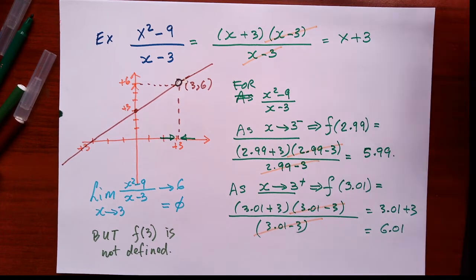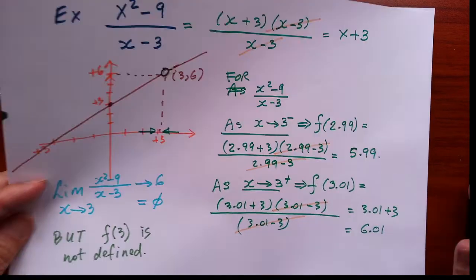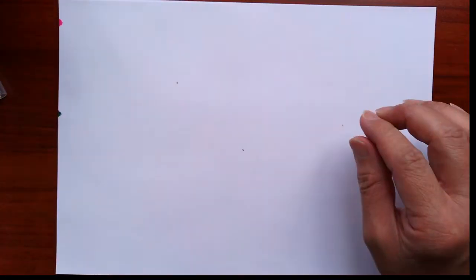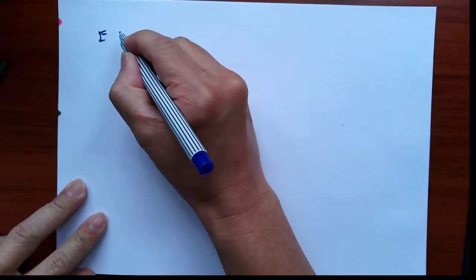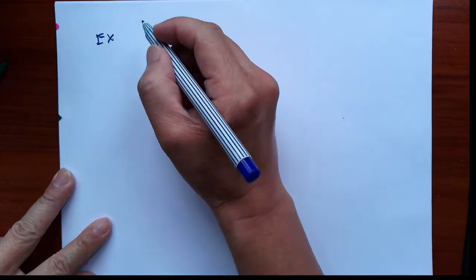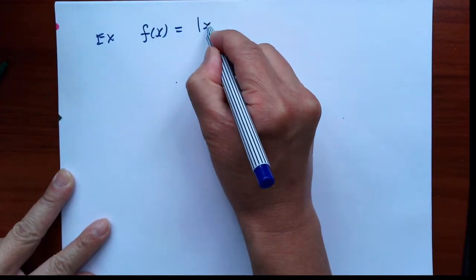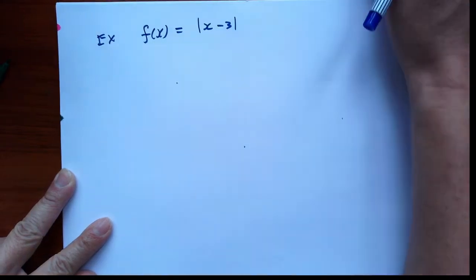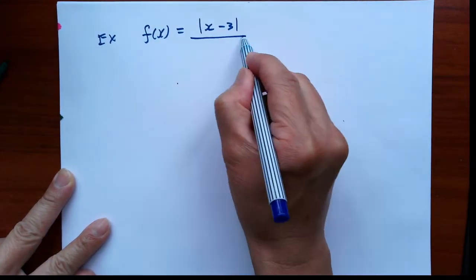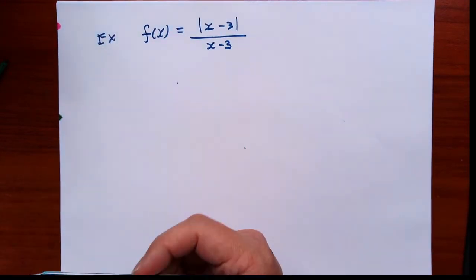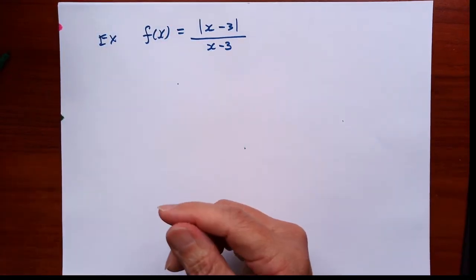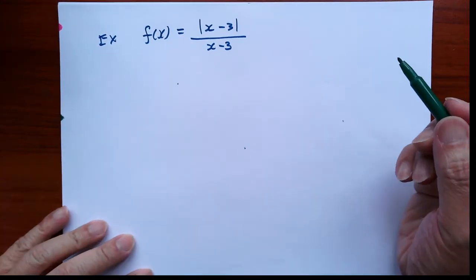This is the first example, x squared minus 9 over x minus 3. The second example is as follows. f of x equals the absolute value of x minus 3 divided by x minus 3. This looks interesting. So what's happening? Let's take a look at how it behaves.